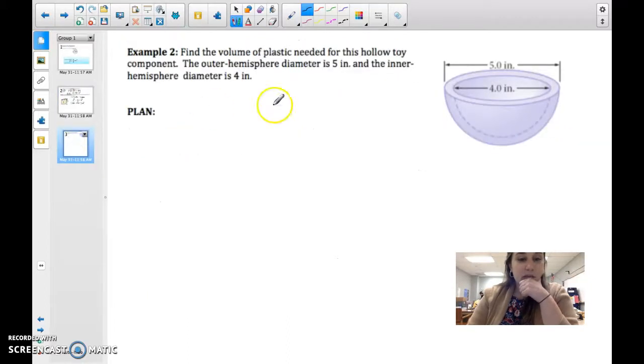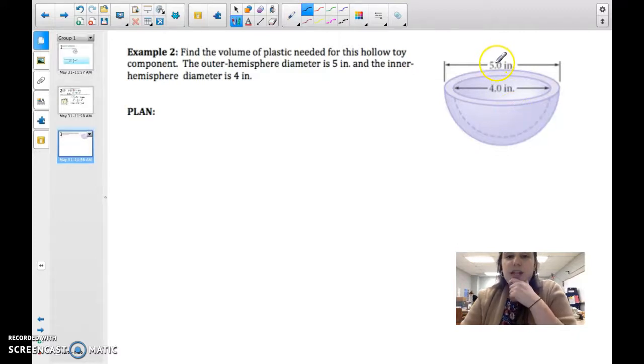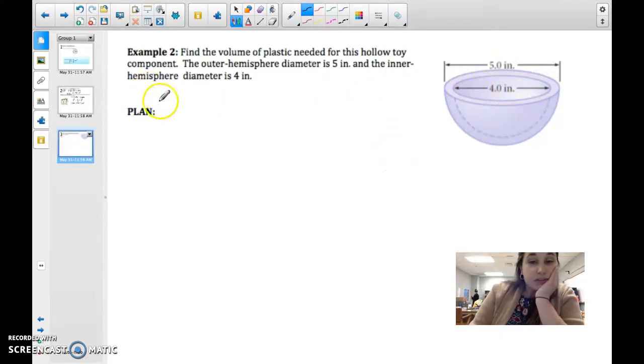Okay, last one. Find the volume of the plastic needed for this hollow toy component. Somebody made that up. This doesn't have to be a toy. For this random hollow hemisphere. The outer hemisphere diameter is 5 inches and the inner hemisphere diameter is 4 inches. So what we can do for the volume is find the volume of the large hemisphere, so L hemisphere, that's what that stands for, minus the volume of the small hemisphere.